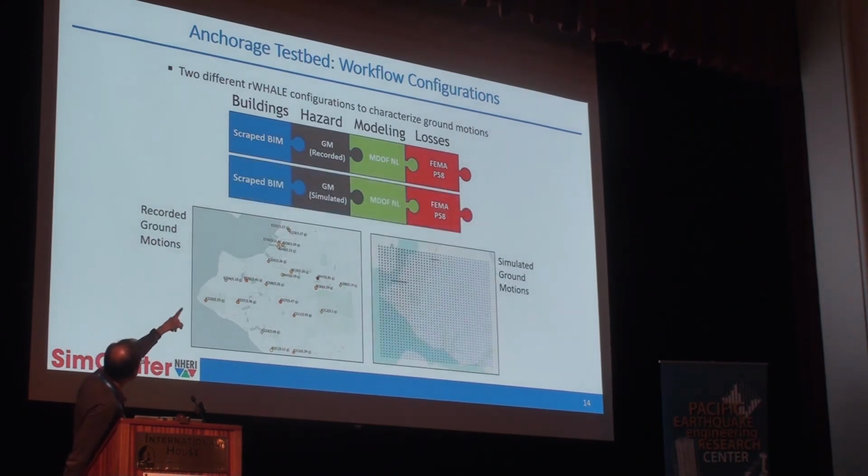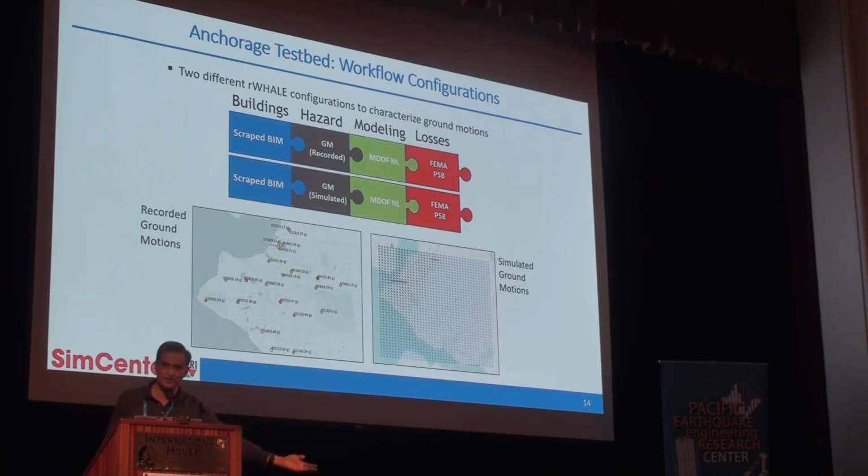So in this particular case here, we're going to change the ground motion from the recorded ground motions to the simulated ground motions. And then you can run the calculations to see what type of variance and difference they are. So this is really opening up a research opportunity here.